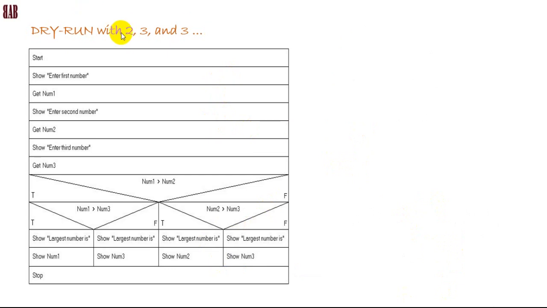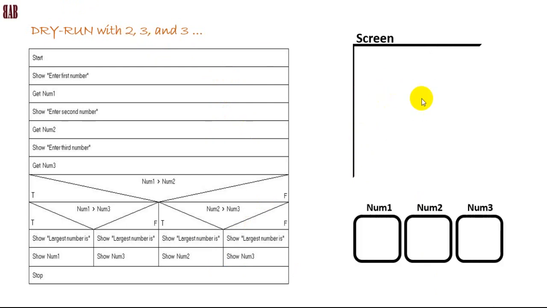Now we are trying 2 first and 3 afterwards. First time we tried the largest number first. This time we are trying a low number first and then the other way around. Just to go through this again, let's run the same NS chart, no changes. Enter first number, it will display, wait for num1. Num1, we are entering 2. So 2 goes into num1.